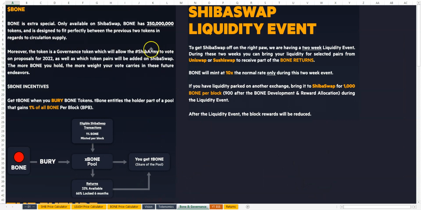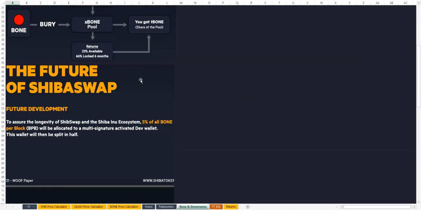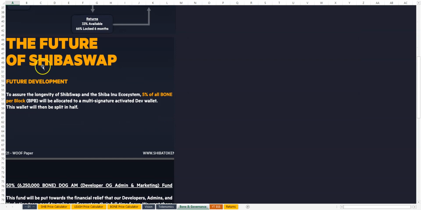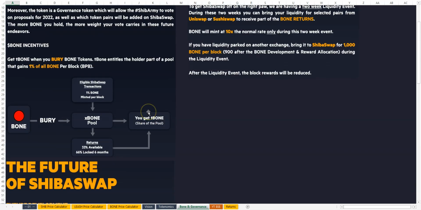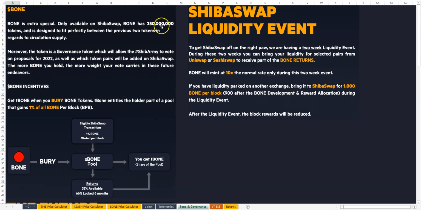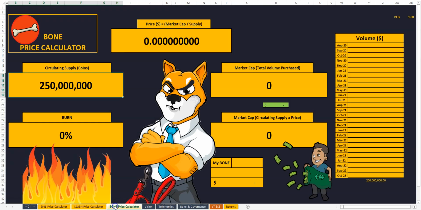Now, what was I going to say? So 5% of that. Let me see. Okay, the future of ShibaSwap. To assure the longevity of ShibaSwap and the Shiba Inu ecosystem, 5% of all Bone per block will be allocated to the dev wallets. That means of this 250 million, 5% of it is going to go to the development team. And this is where you're going to start seeing some very interesting projects come out.